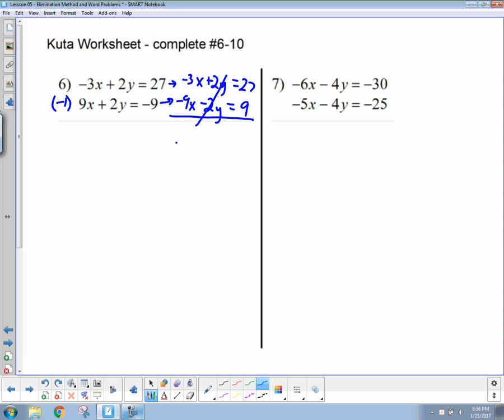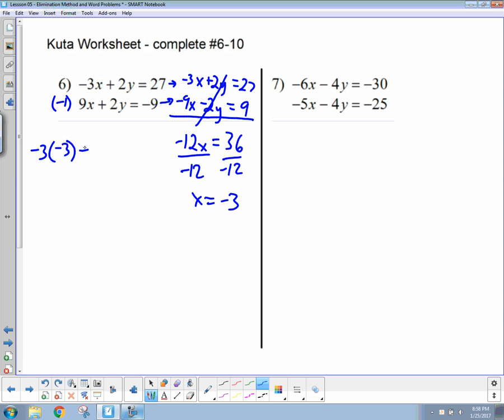27 plus 9, 36. Divide by negative 12. X equals negative 3. Again, plug that back into one of the equations. I'm going to pick the top one. It really doesn't matter which equation you pick. I just like picking the easy ones.